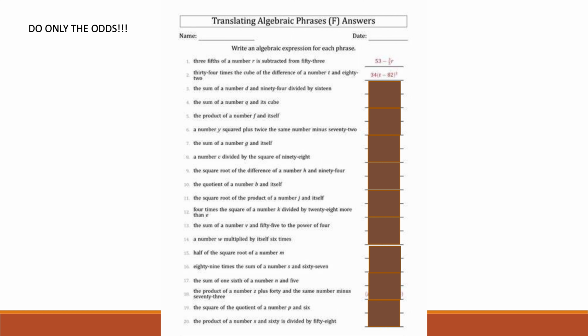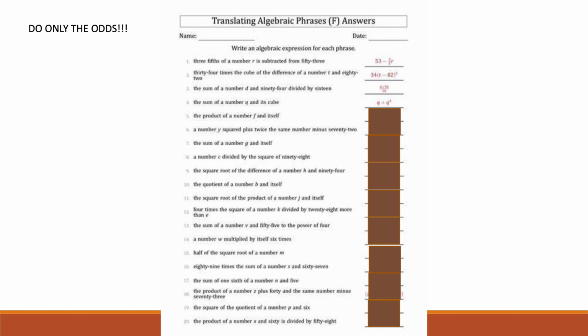Okay, so number 1 is 53 minus 3/5 r. Number 3, the sum of a number d and 94, divided by 16. So you have to add them up first: d plus 94, and then divide by 16. Again, I know it's a little bit fuzzy, but these are nice questions, kicking it up a level in terms of difficulty.